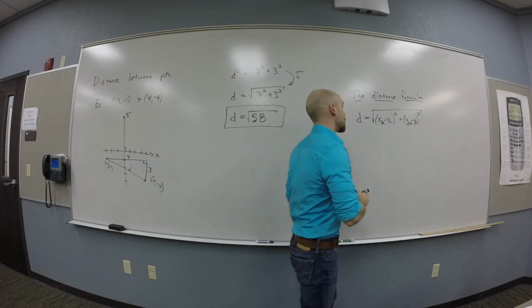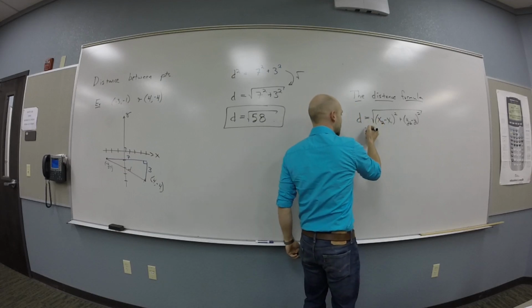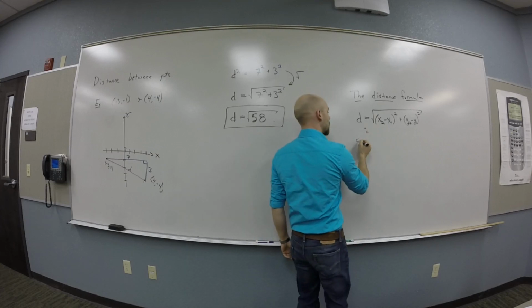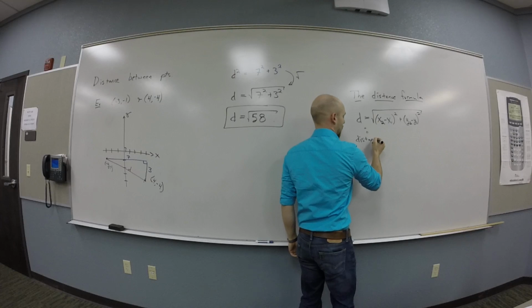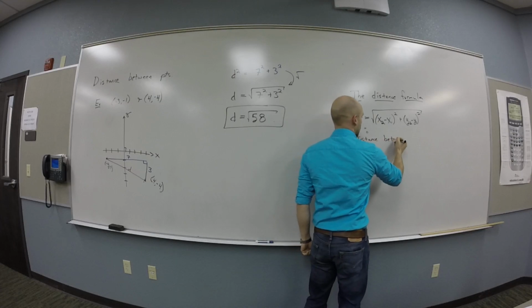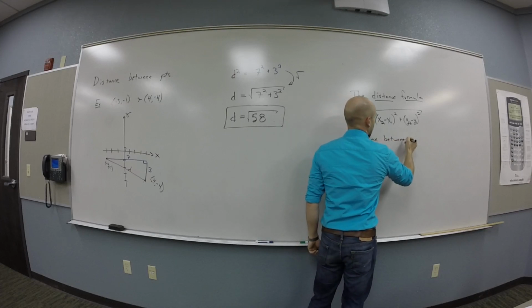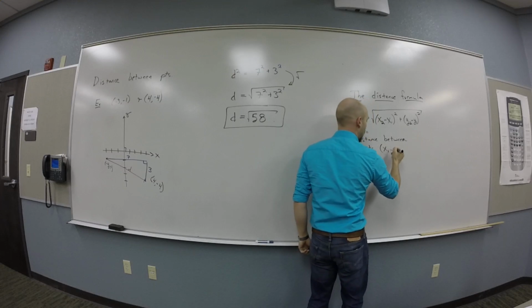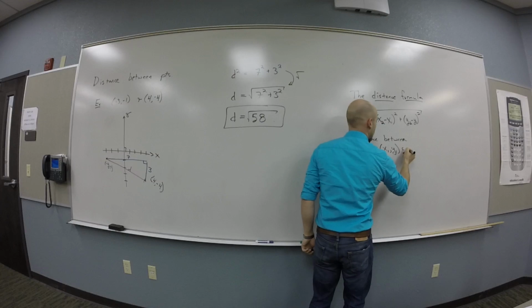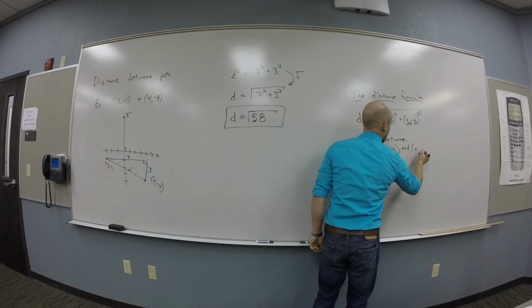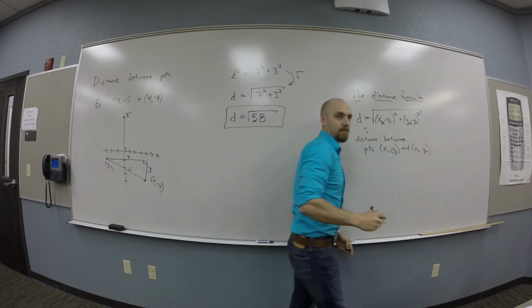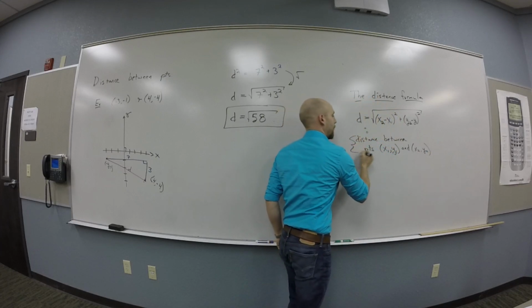So this is a shortcut. This is your distance formula. The thing you should think when you see this is that this does the distance between points (x1, y1) and (x2, y2). Guys cool with that?